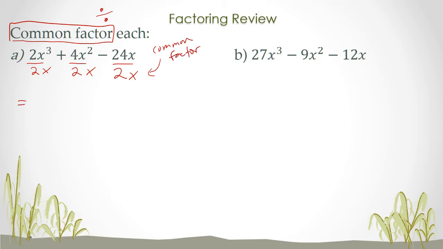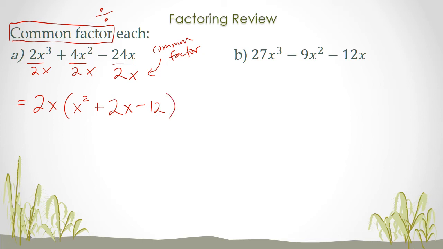So equals, your common factor always goes out front, and you just do the division. 2 divided by 2 is 1, x cubed divided by x. You're going to have to recall your exponent rules from grade 9 and 10. When you divide, you subtract the exponents. 3 minus 1 is 2, leaves you with x squared, and you just keep going along from there. 4 divided by 2, 2. X squared divided by x is x. 24 divided by 2, negative 12. X divided by x, they're gone.